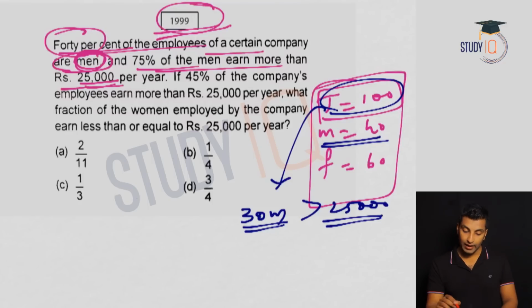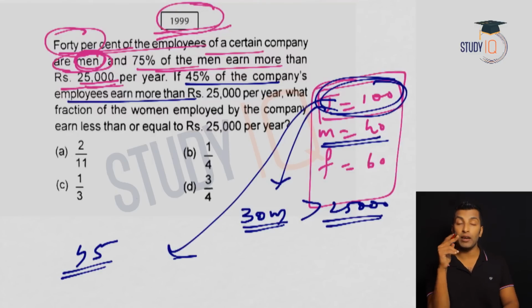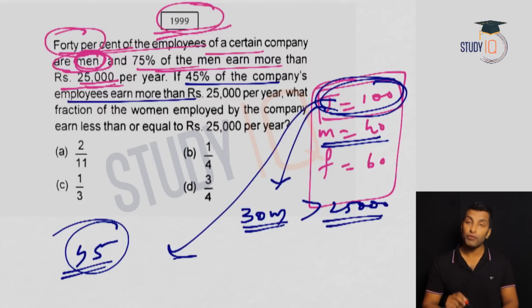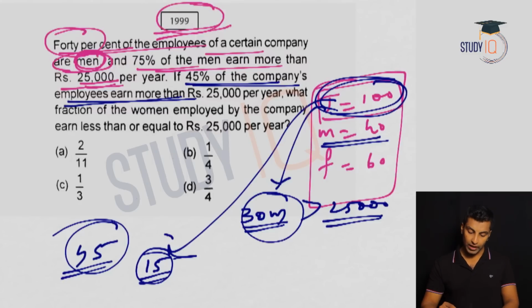Now let's look at the second information. 45% of the company employees earn more than 25,000. So total is 100. 45% means 45. So 45 employees of the company earn more than 25,000. Out of that 45, we know 30 are men. So how many women? 15 are women. So 15 women earn more than 25,000.